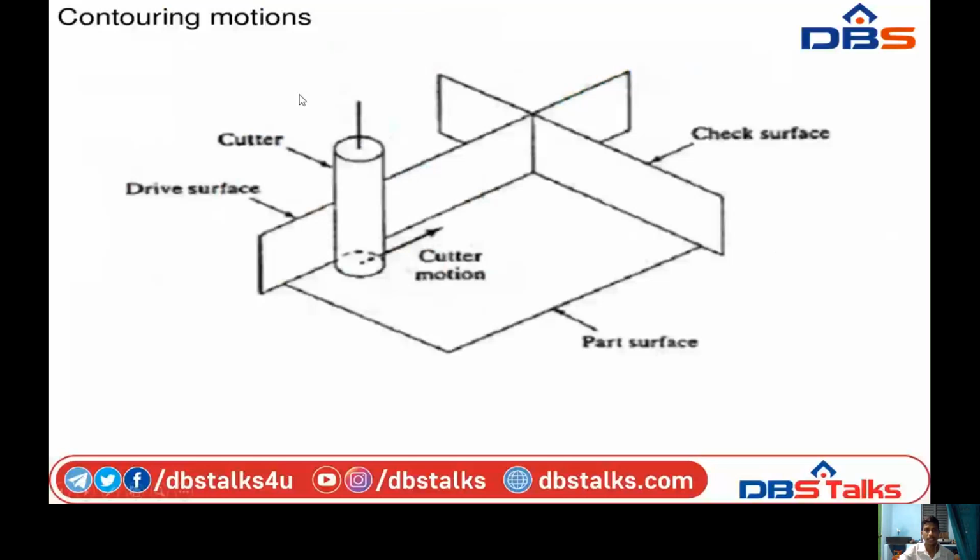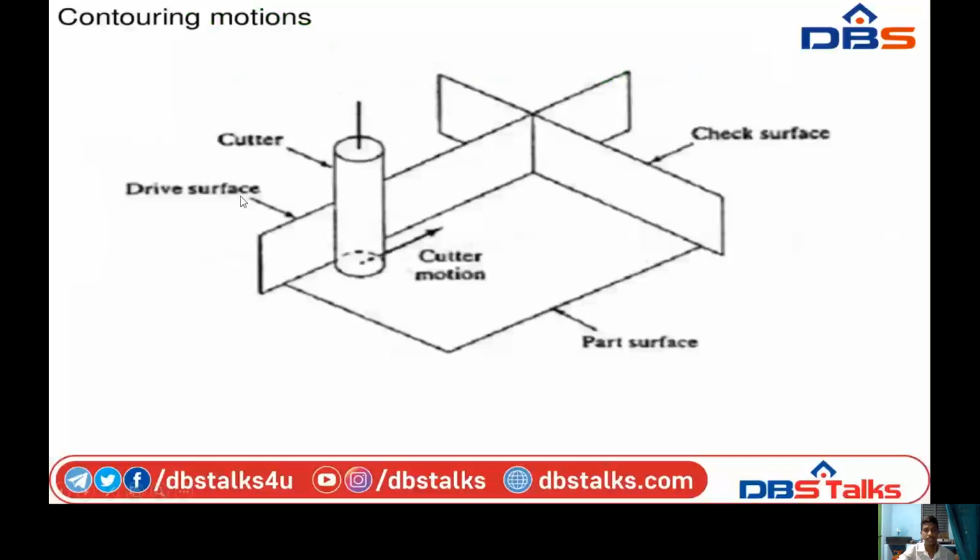Next, coming to this one, I'm taking a plane here. You have 3 surfaces: drive surface, part surface, and check surface. In this, I'm taking a single machine tool and showing the cutter motion, and this one is the cutter. So in these 3 surfaces, I'm showing the 3 surfaces.